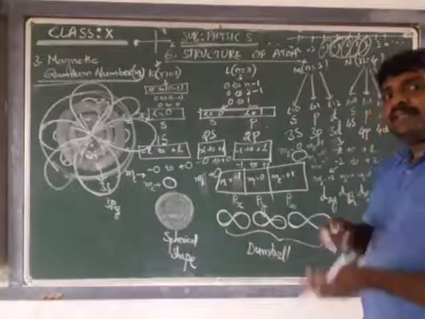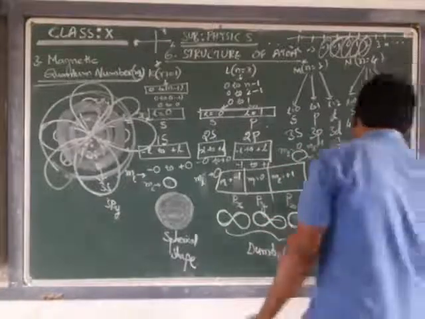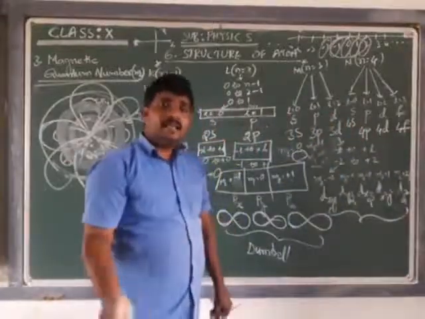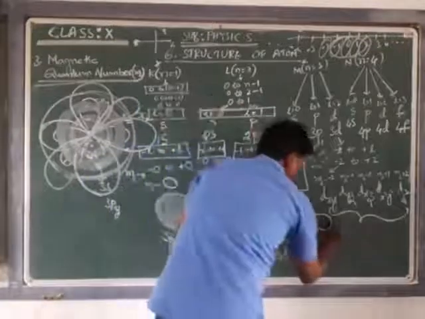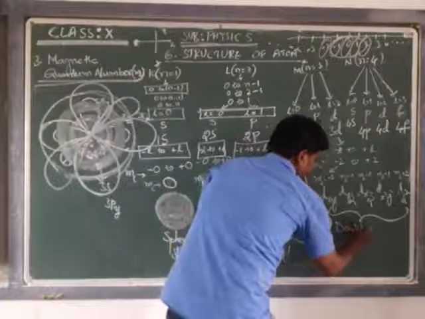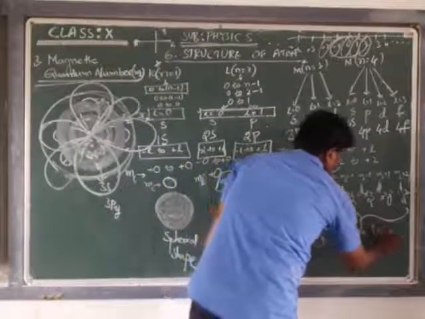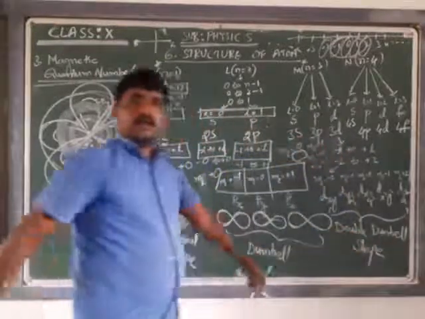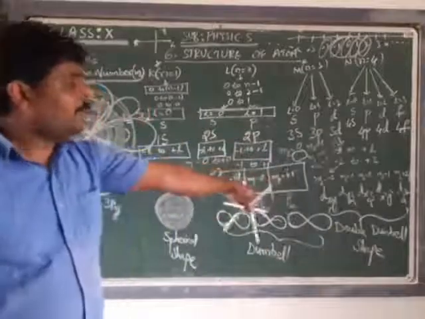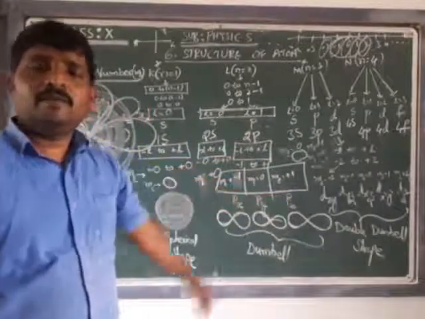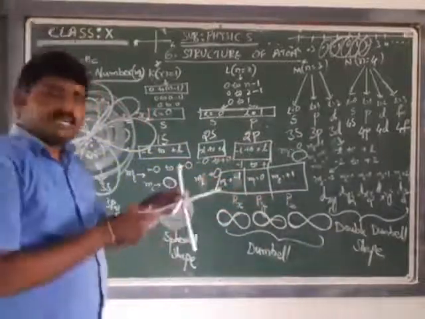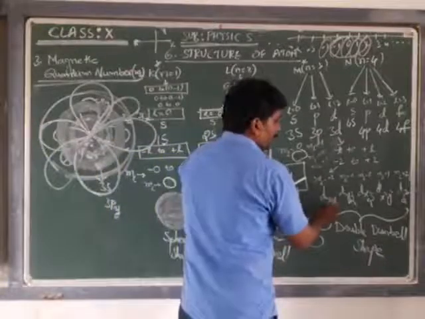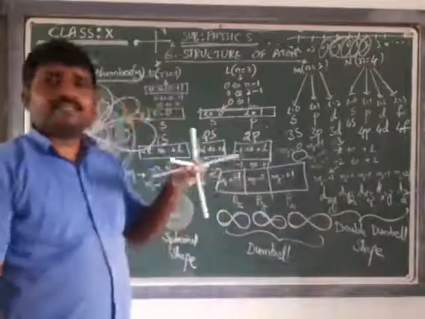And let's see how the d orbital is organized. The orientation of the d orbital is in the form of a double dumbbell shape. Are you able to see this? Okay, the d orbital will be in the form of a double dumbbell shape. Very important discussion. Let's try to understand. First of all, I am talking about dxy. How is this dxy getting organized?